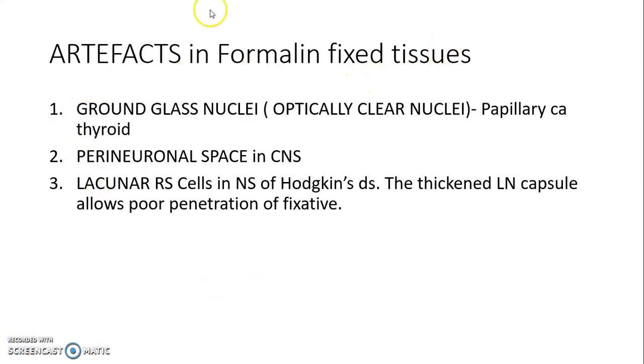Artifacts in formalin-fixed tissues in histopathology sections that we see are ground glass nuclei or optically clear nuclei in papillary carcinoma thyroid, perineuronal space in CNS, and lacunar RS cells in Hodgkin's disease. They are also the artifacts due to formalin.